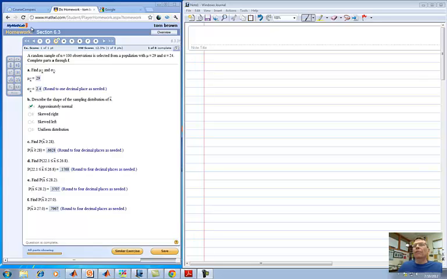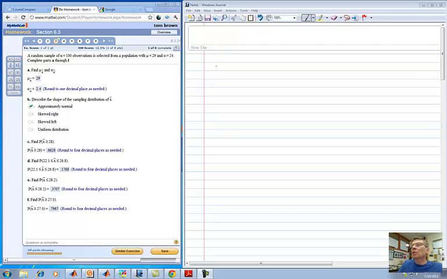Welcome. A few students have sent me emails about this particular problem from section 6.3, so I want to go ahead and work through this particular problem. A random sample of n equals 100 observations is selected from a population with mean 29 and standard deviation 24.